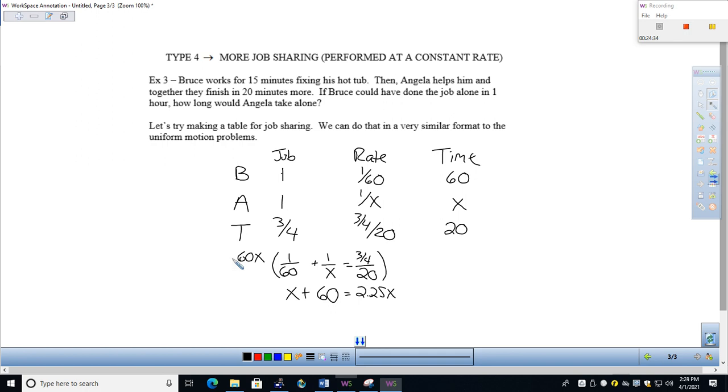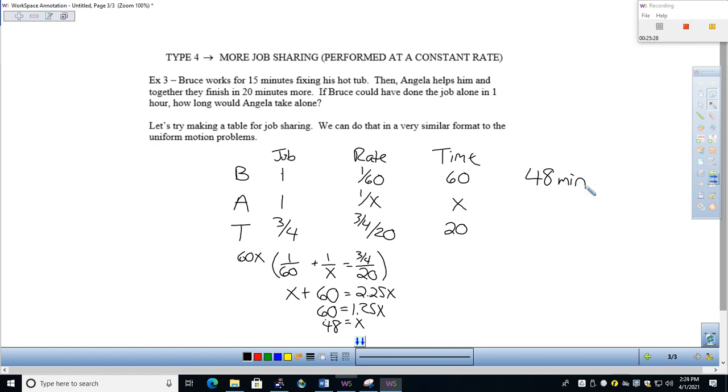But this should hopefully work out, because now when I solve this, think of this as a 1x. I'm going to subtract that on over. So I get 60 equals 1.25x. And I'm going to go ahead and divide by 1.25. And when I do that, 60 divided by 1.25 is equal to 48. And so I just want to make sure that my solution to the variable answers the question, how long would Angela take alone? That's exactly what it represents right here. And so our final answer would be 48 minutes.